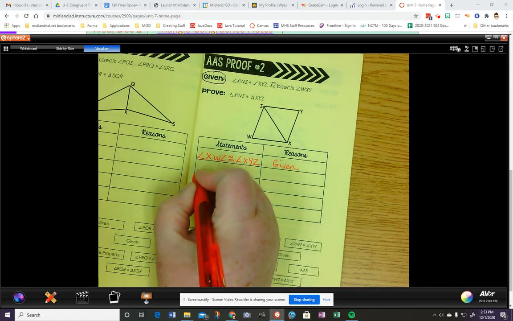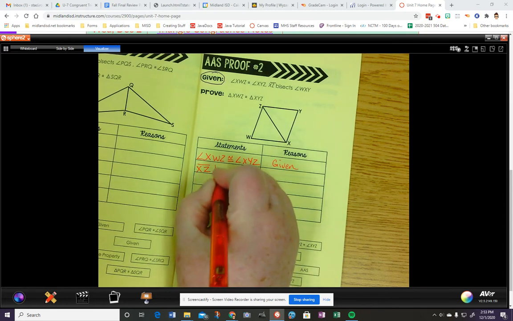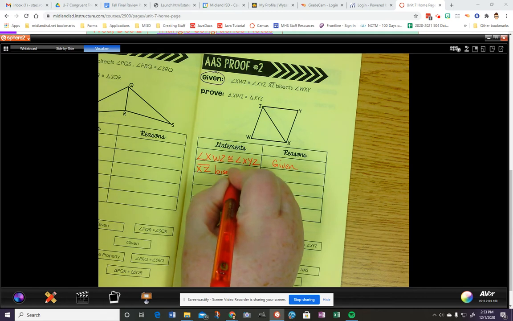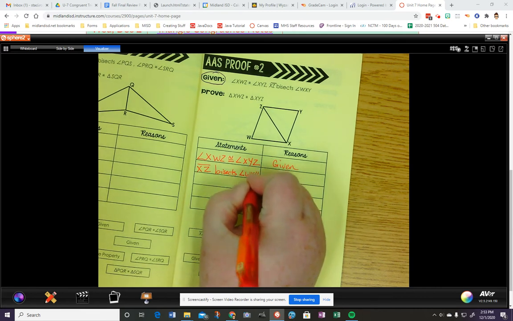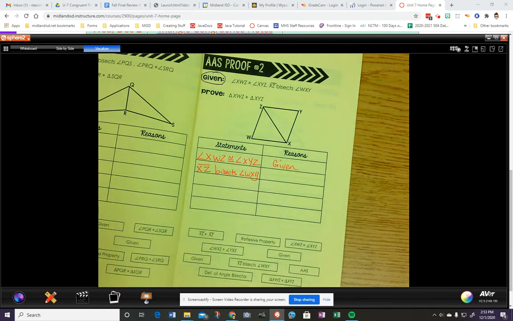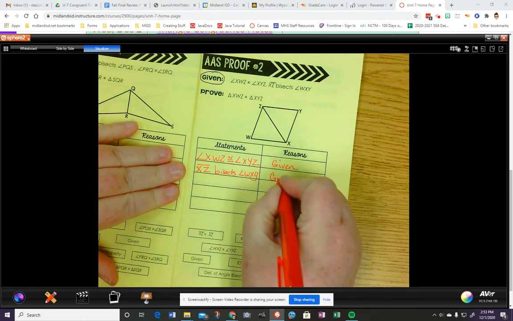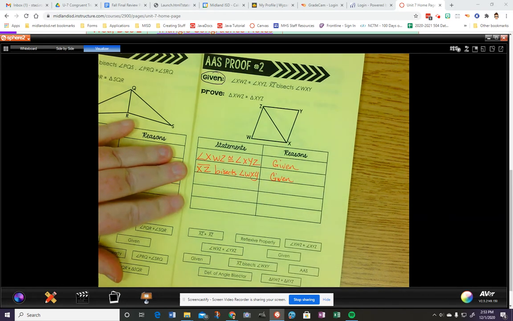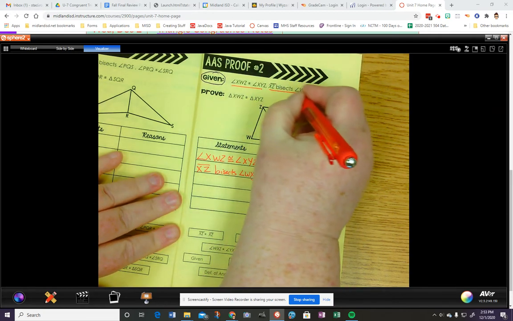Then we know that line segment XZ bisects angle WXY. And what does the word bisect mean? It means cuts in half. And how do we know that? Because it is given. So now we've got our two pieces of the puzzle.